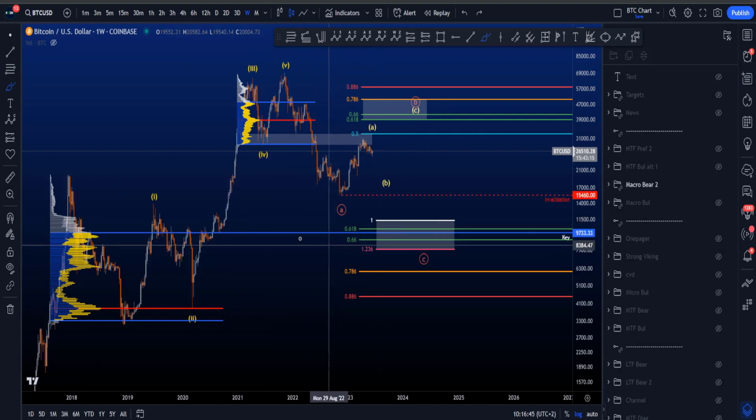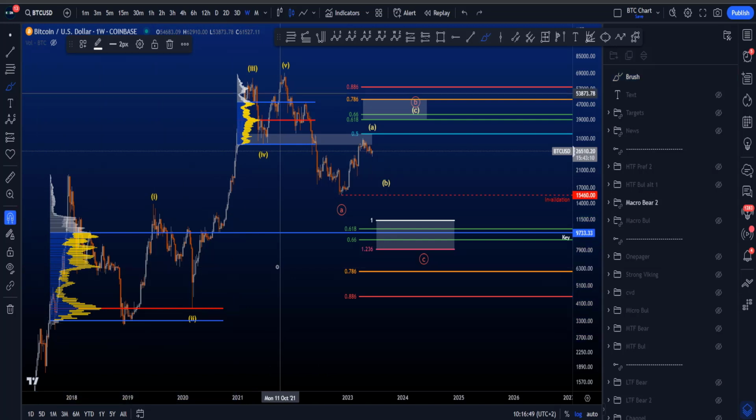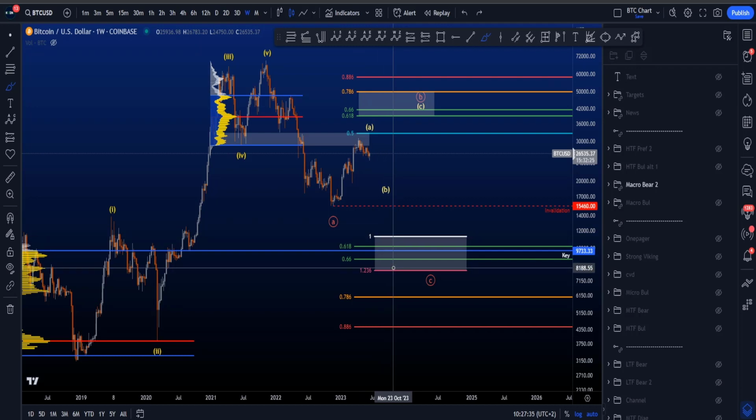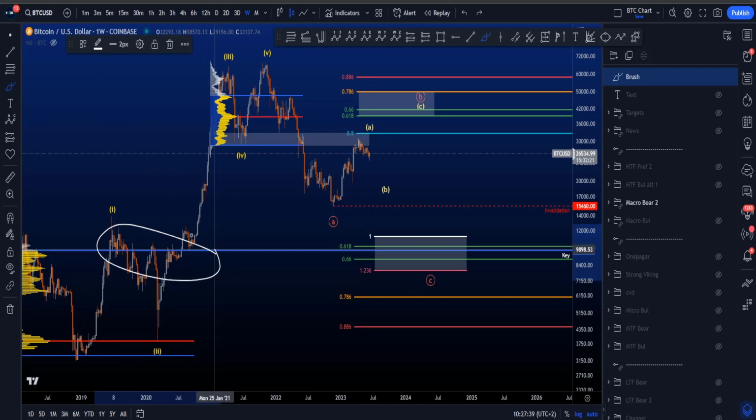And it is in confluence with the value area high of this multi-year volume profile. So that is very big support, as we have the most common target area for wave C with the 1-to-1 and the 1.236 between 11.3k and 8k. We have the golden pocket over here, and we have the value area high.